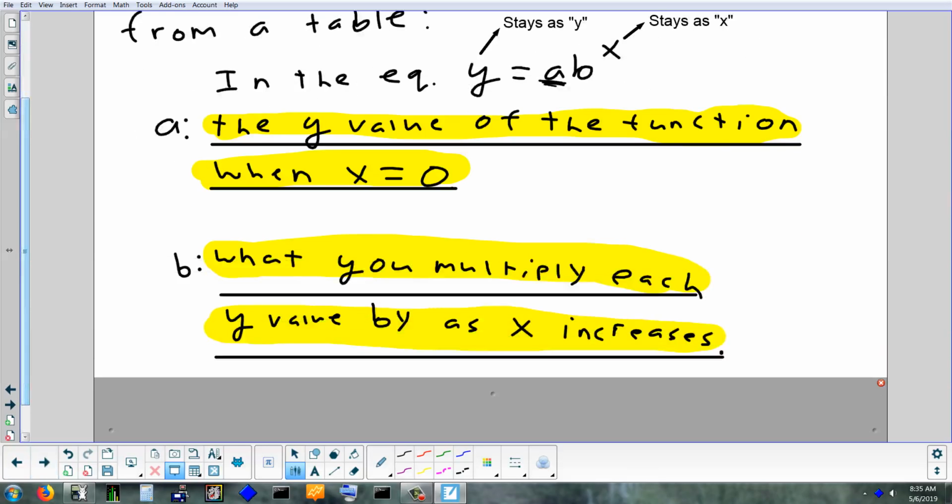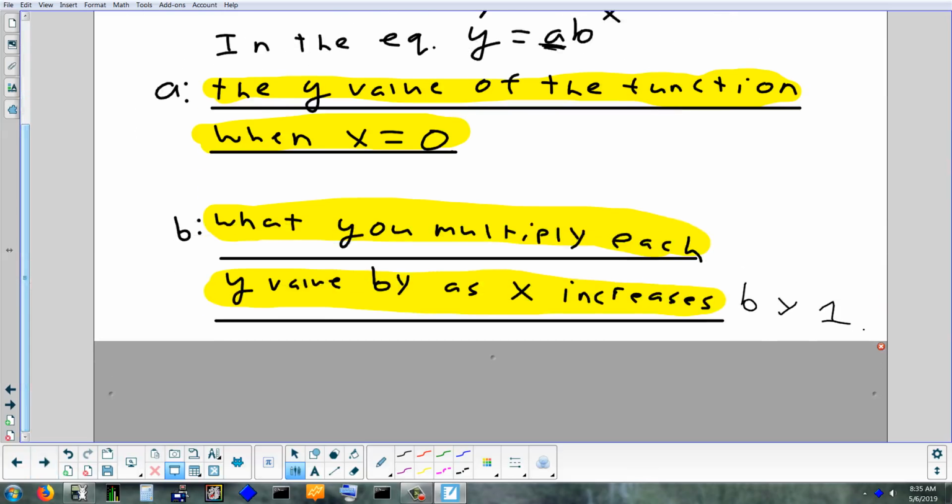B is what you multiply by each time as the x increases by 1. So I just added by 1. So b is the pattern. It's what you multiply by each time, 3, 2, whatever it is, as the x's go up by 1.